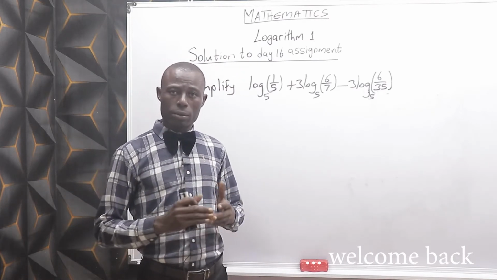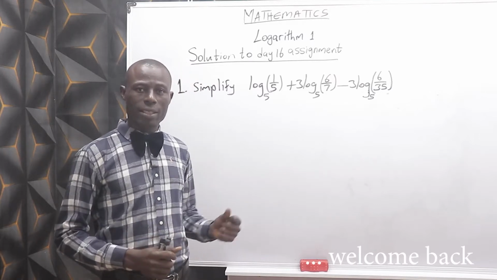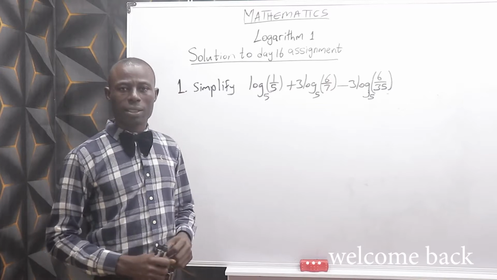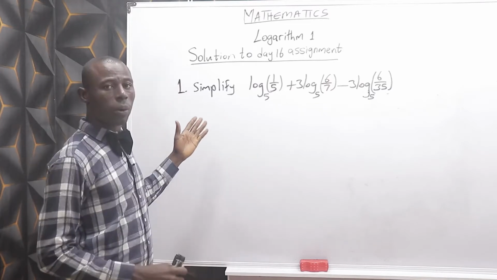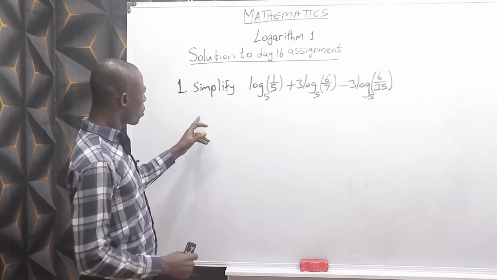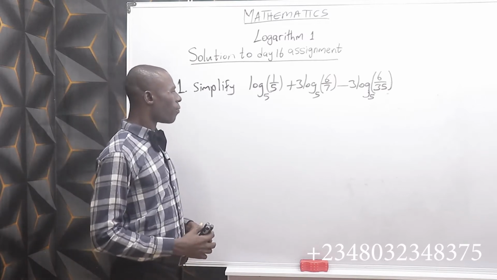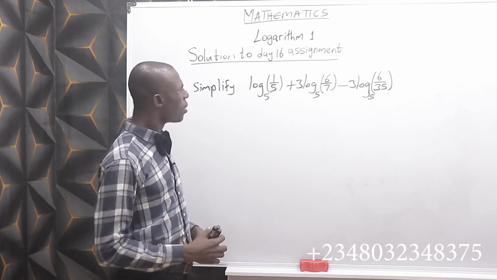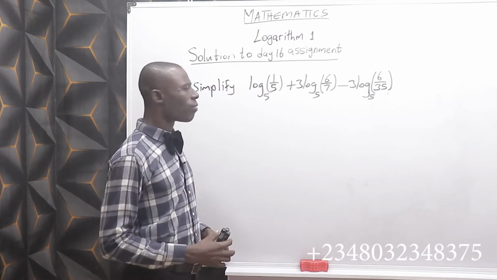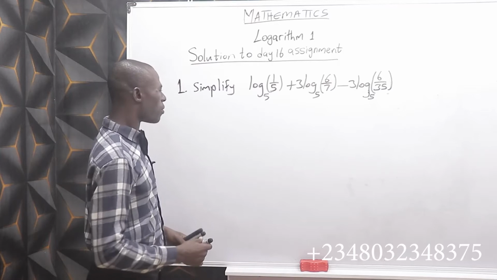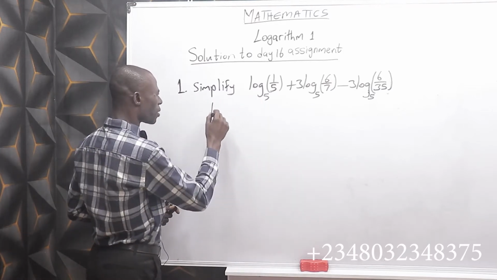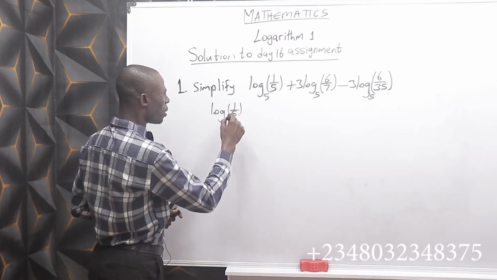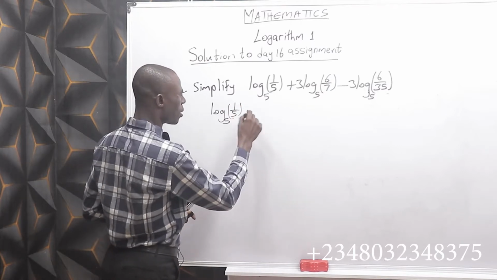Before we start the work of the day, let's start from solving the assignment given to you in the last class. On the board is question number 1 of the assignment. Simplify log 1 over 5 base 5 plus 3 log 6 over 7 base 5 minus 3 log 6 over 35 base 5. You start by making them to be in the same format.